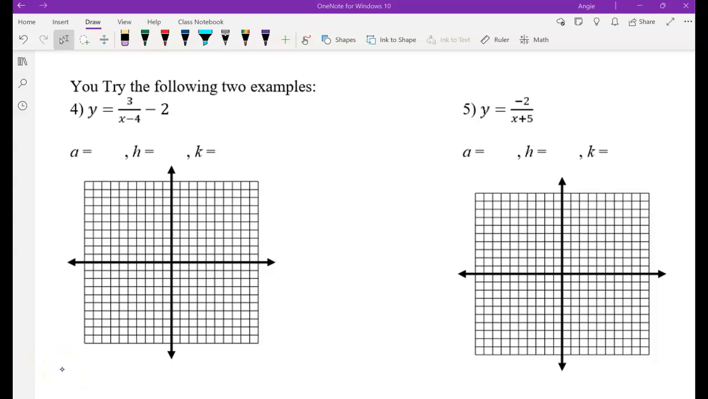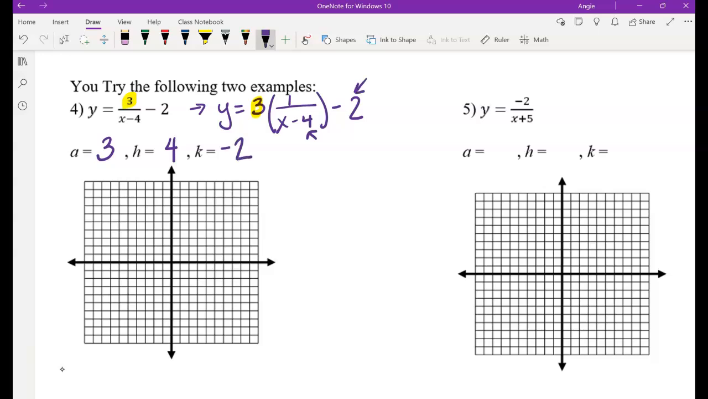Okay, students, it says you try the following two examples. So example 4 is y equals 3 over x minus 4 and then minus 2. Now, whenever you see a leading coefficient of 3 here, maybe, and you don't have to, it would be easier if you rewrite it as such: 3 times 1 over x minus 4 minus 2. This allows you to see the a value immediately, and that's going to say 3. And then your h value is going to be 4, and your k value is going to be a negative 2.